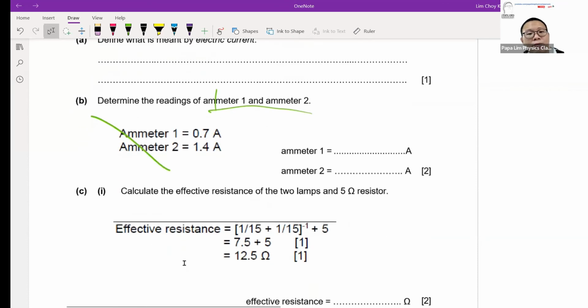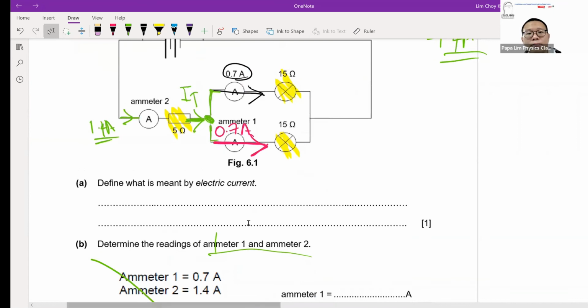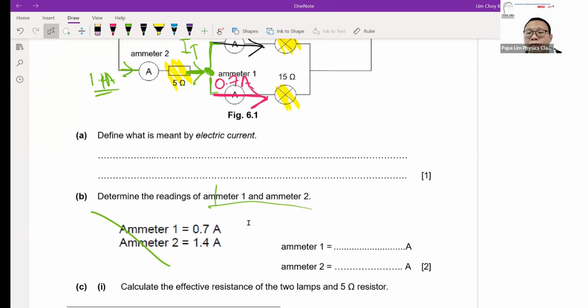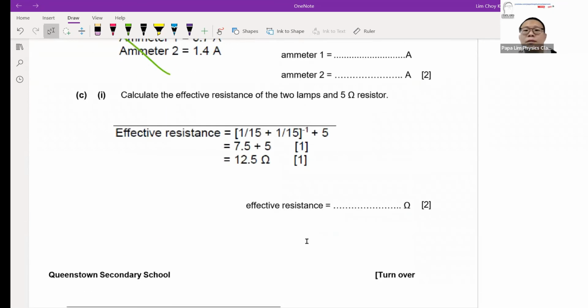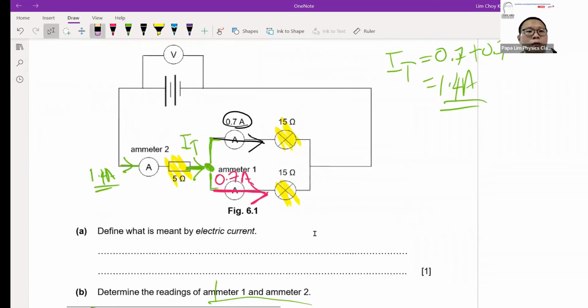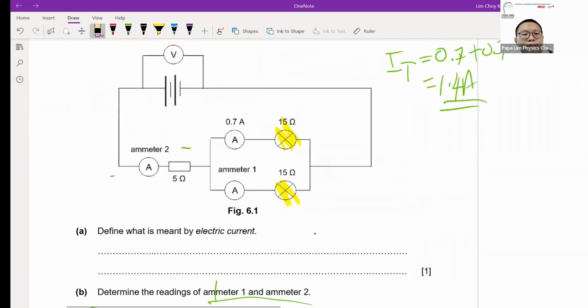Now, calculate the effective resistance of the two light bulbs and the 5 ohm resistor. Remember, the 15 ohm and 15 ohm are in parallel. So if you look at the formula, if you look at it from basic, the parallel branch is here.